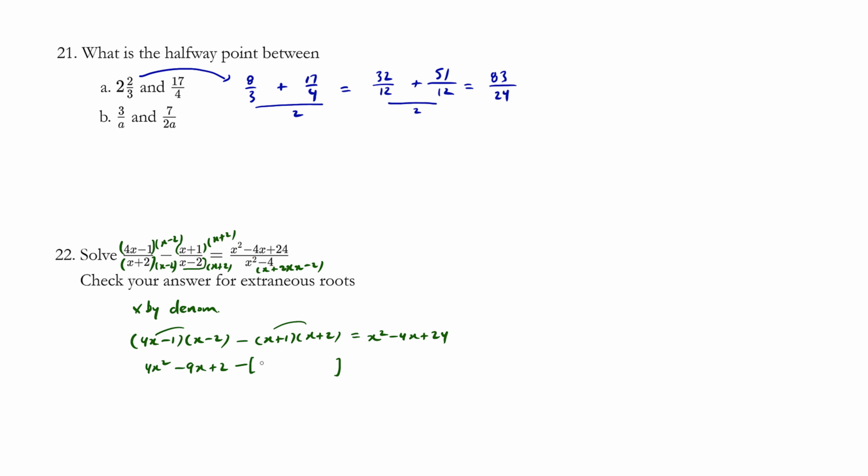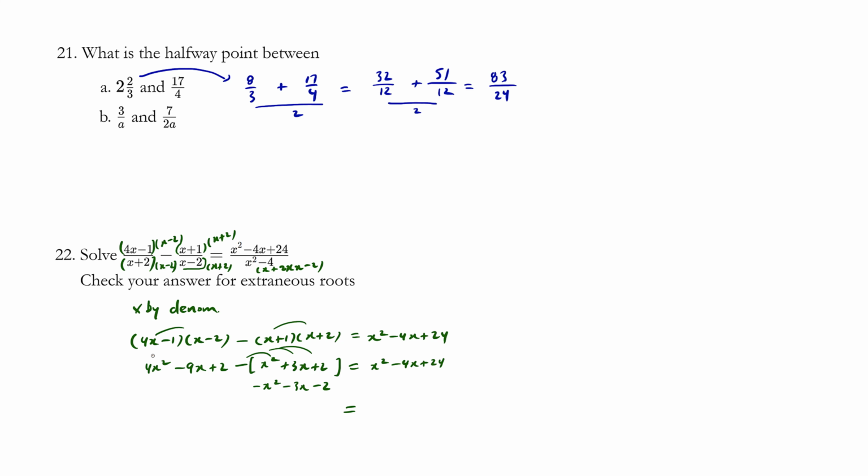Again, we're going to use FOIL. We have x squared plus 3x plus 2 equals x squared minus 4x plus 24. Let's distribute this negative sign. So this becomes negative x squared minus 3x minus 2. So we have an equal sign here, and we're going to throw everything to the left.